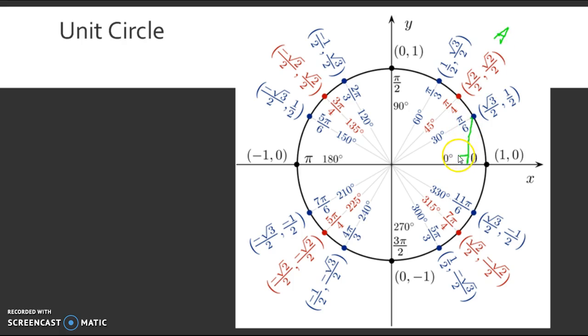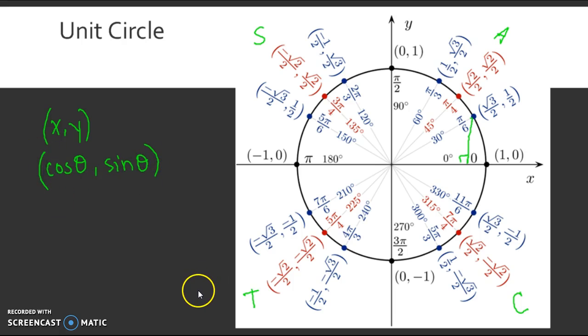So the top right quadrant, your quadrant 1, all the trig functions are positive. And then in quadrant 2, just sine is positive. In quadrant 3, tangent is positive. And in quadrant 4, cosine is positive. Remember, x comma y is cosine comma sine. So if I wanted to know the cosine of 150 degrees, I find 150, and I want the x value. So cosine of 150, using our unit circle, is negative root 3 over 2.